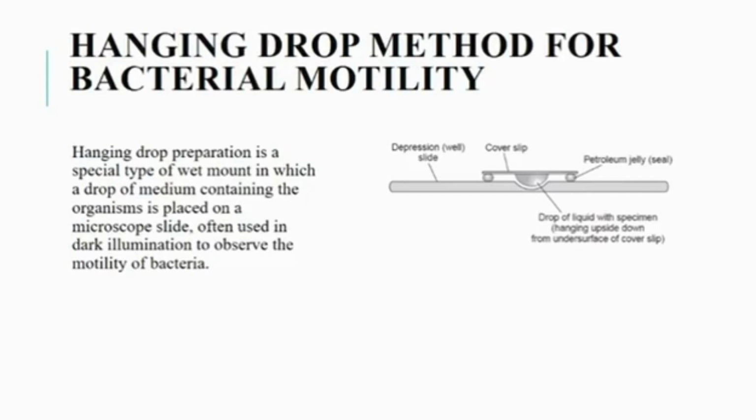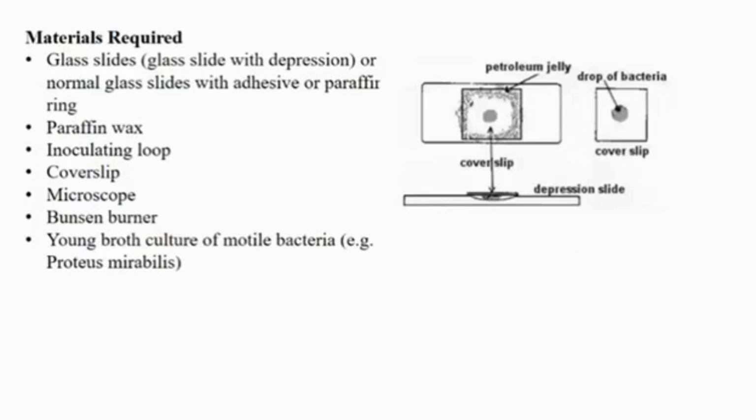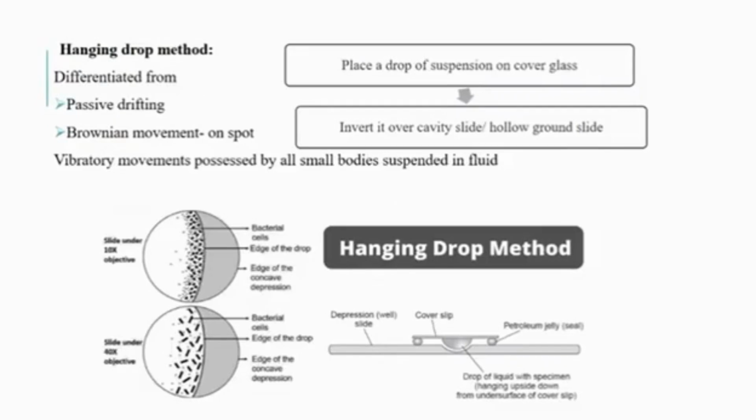The materials required for hanging drop preparation are a glass slide with a depression, or a normal glass slide with an adhesive or paraffin ring, paraffin wax, inoculating loop, cover slip, microscope, Bunsen burner, and a young broth culture of a motile bacterium, for example Proteus mirabilis. After the preparation, we place a drop of suspension on the cover glass and invert it over the cavity slide or hollow ground slide.